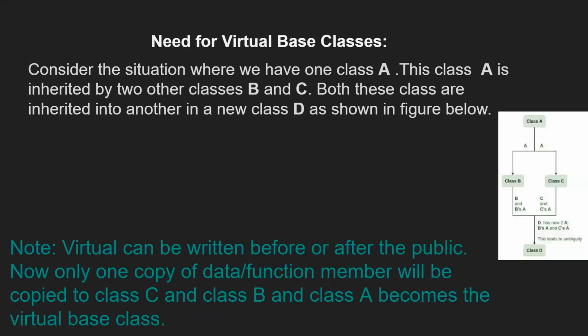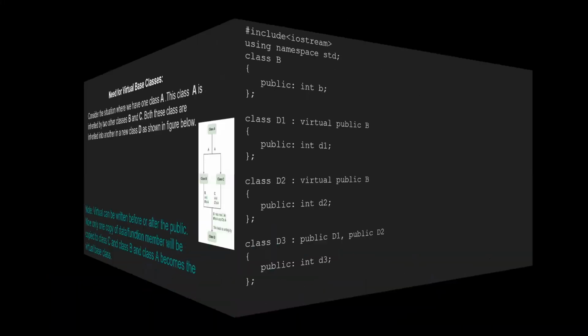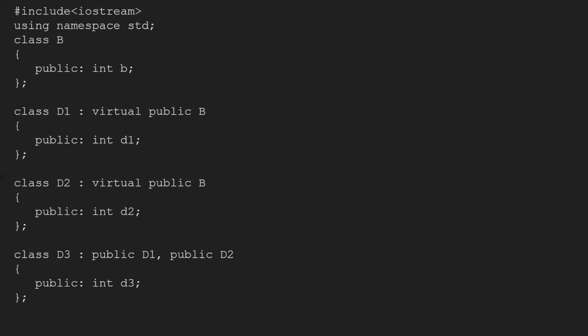Now let's see why we need virtual base classes. Consider the situation where we have one class A. This class A is inherited by two other classes, B and C. Both these classes are inherited into another class D, as shown in the figure below. Note, virtual can be written before or after public. Now only one copy of the data member or function member will be copied to class D, and class A becomes a virtual base class. Let me show this by taking an example.